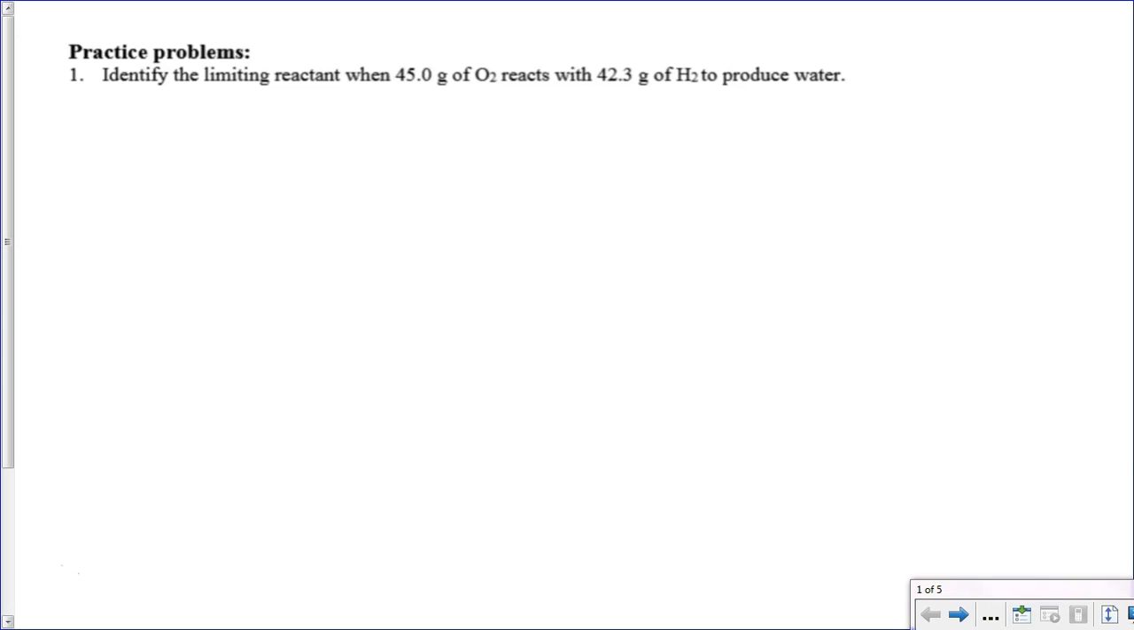This first problem says identify the limiting reactant when 45 grams of O2 reacts with 42.3 grams of H2 to produce water. So step number 1, we need to write and balance the chemical equation. What we've got here is H2 reacting with O2 to produce water.